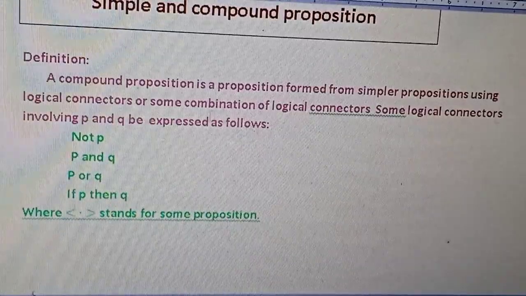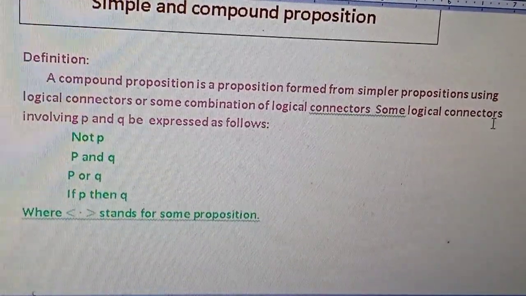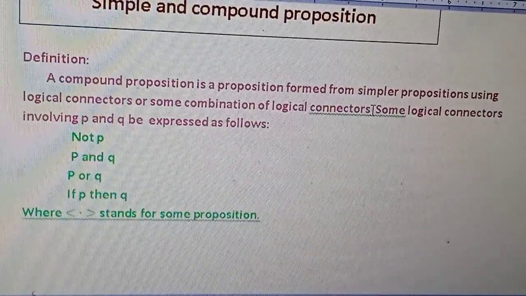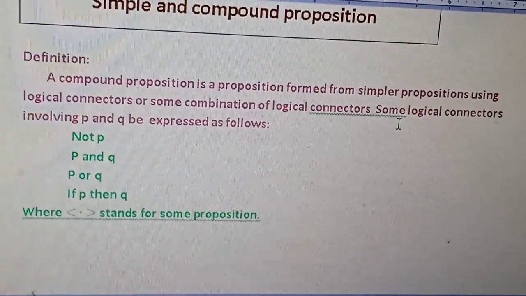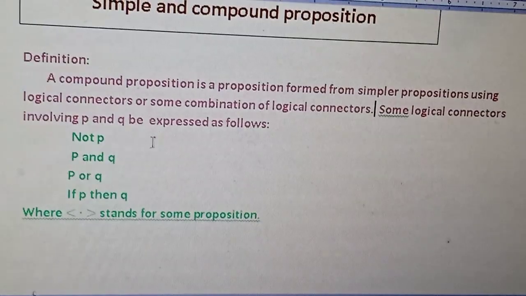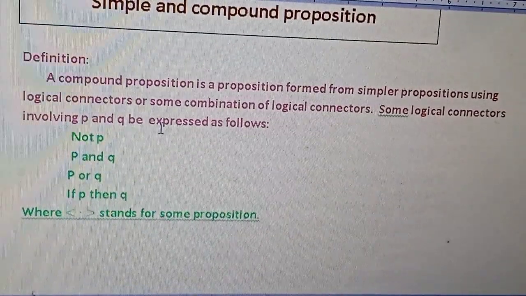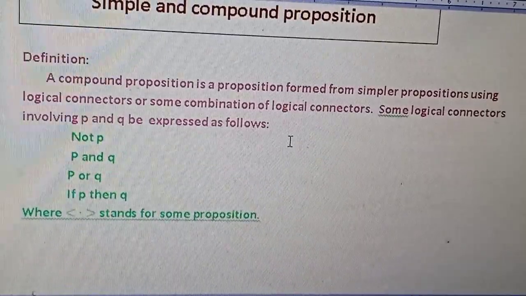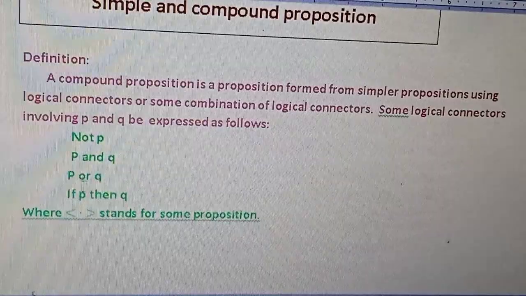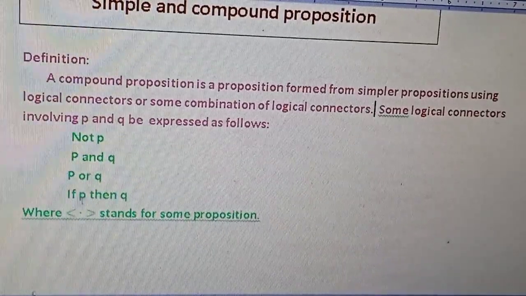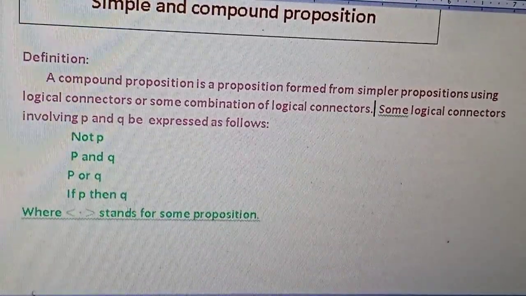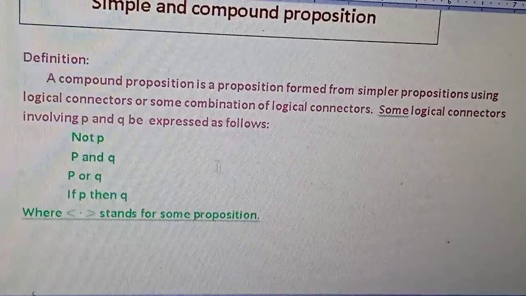Or some combination of logical connectors. Some logical connectors involving P and Q can be expressed as follows: not P, P and Q, P or Q, if P then Q, where the symbol stands for some proposition.